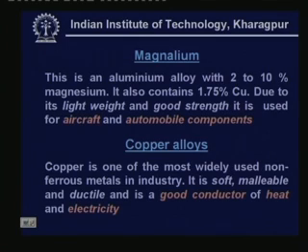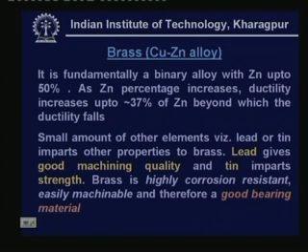Okay. Now, brass is one important copper alloy which contains copper and zinc. It is fundamentally a binary alloy with zinc up to 50%, and as the zinc percentage increases, ductility increases up to 37% of zinc, beyond which the ductility falls.